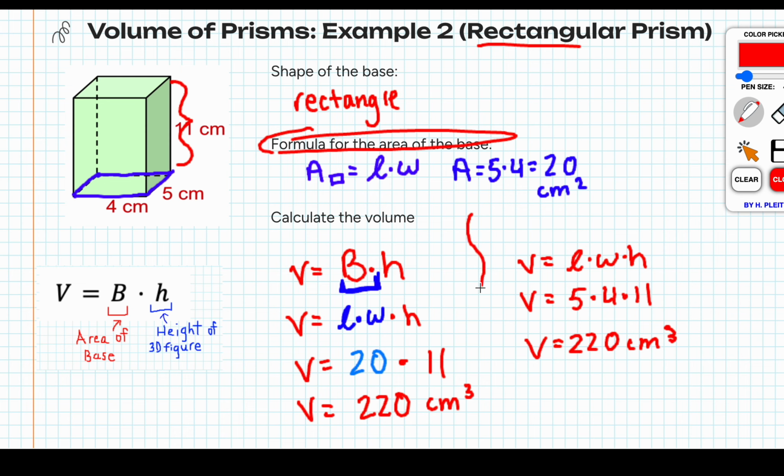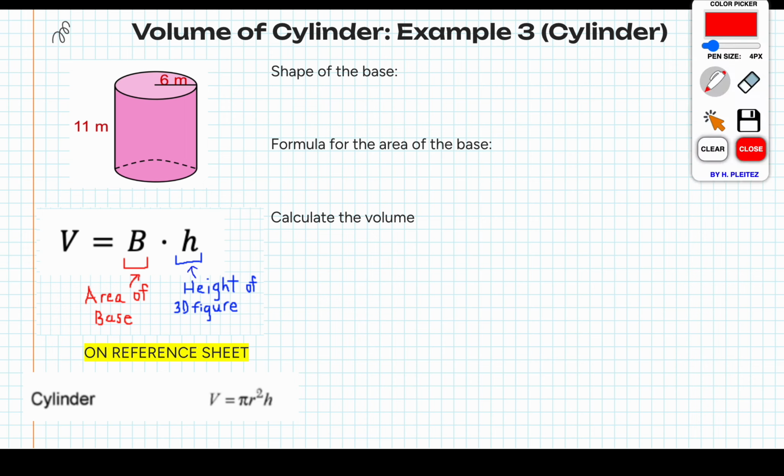So this method will connect to all of the other volume concepts, but if you can remember that this is the volume of a rectangular prism, then you can go for it. Now let's get into a third example where we're talking about cylinders. So for cylinders, the shape of our base is a circle. Now the same type of concept is going to apply for a cylinder. We've got to find the area of our base, and then we are stacking it up or multiplying it by our height to figure out the entire volume.